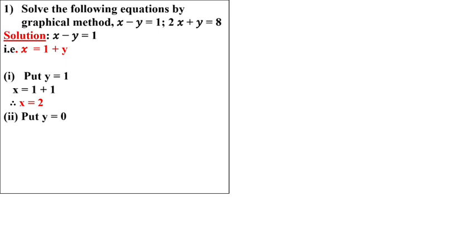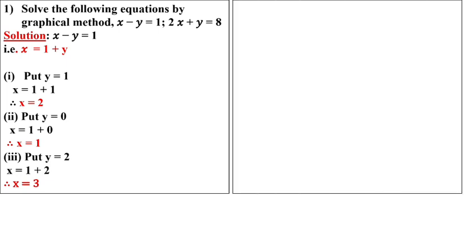Now put y equal to 0. Our equation is x equal to 1 plus y. The y value we have taken is 0. 1 plus 0 is 1. It means if we take y value 0, then the x value will be 1. Now third, we are taking y equal to 2. So our equation is x equal to 1 plus y. The y value we have taken is 2. 1 plus 2 is 3. It means x equal to 3.